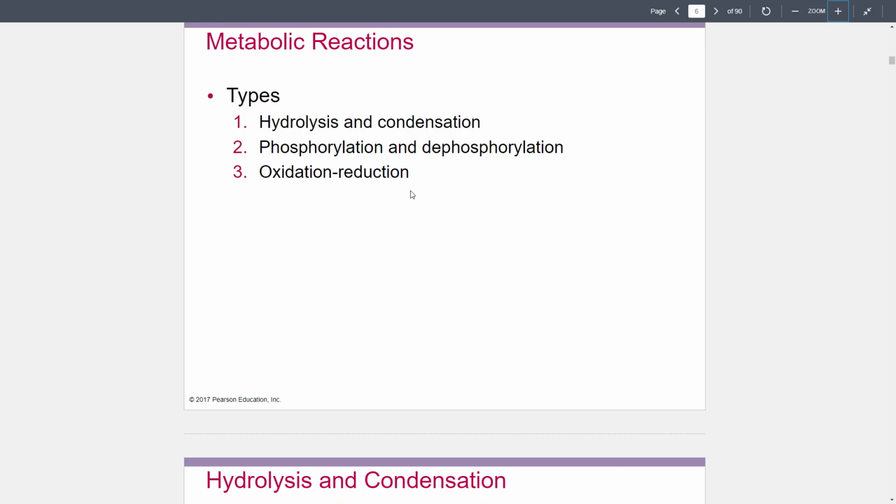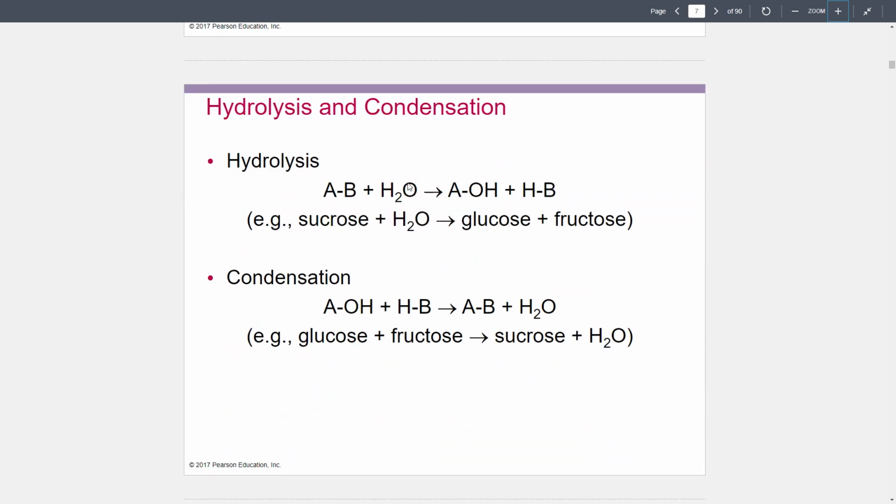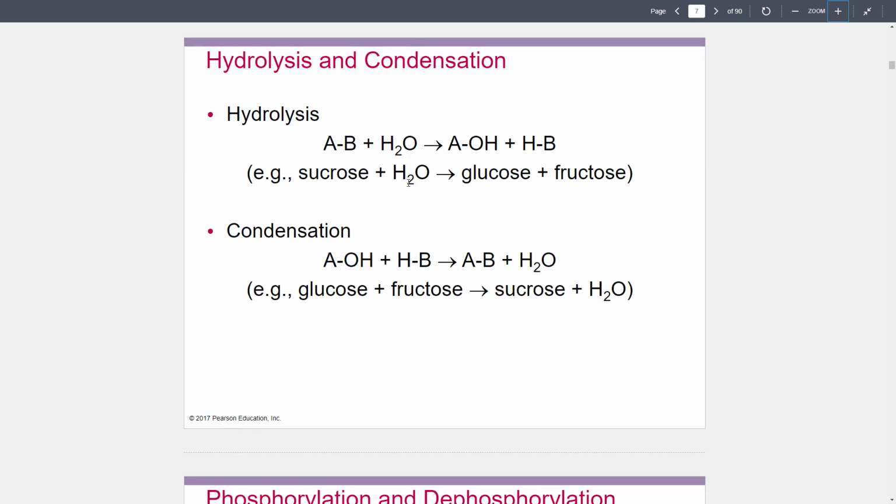When we talk about metabolic reactions, we're going to talk about them in a couple of categories. They're either going to be a hydrolysis condensation reaction, a phosphorylation dephosphorylation reaction, which is a variation on hydrolysis, or an oxidation reduction. So let's start with hydrolysis. A hydrolysis condensation reaction is going to be AB plus a water molecule becoming AOH plus HB.